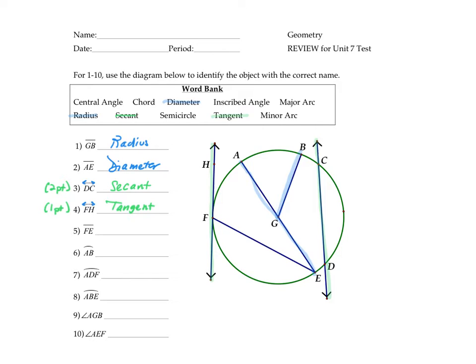All right, for number 5, we're back to a line segment, no arrows on the ends, and we're looking at line segment FE, and that segment is right here. So it's a line segment, starts and ends on the circle. That's referred to as a chord.